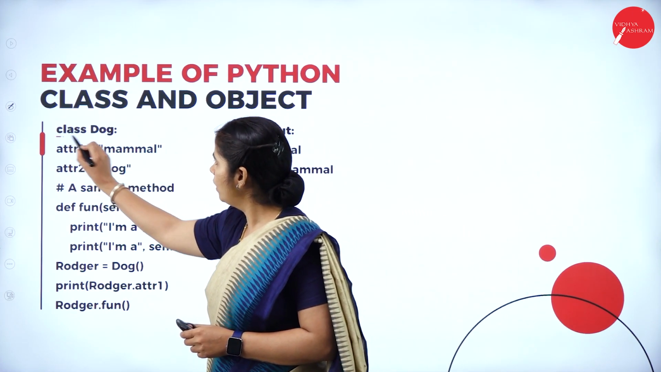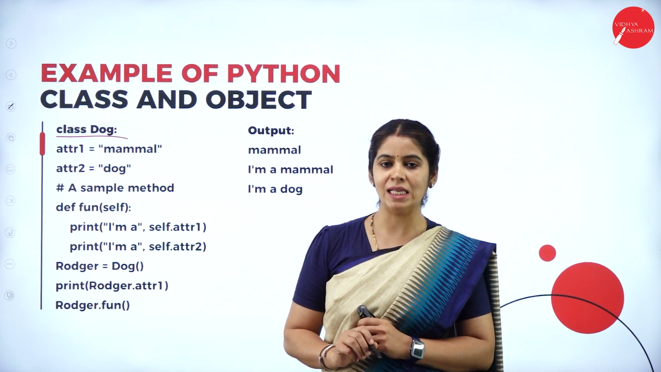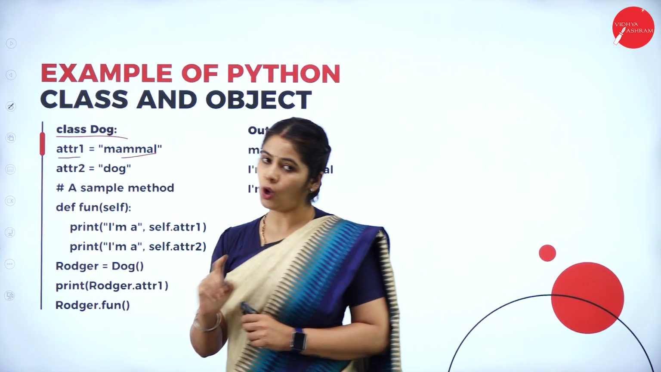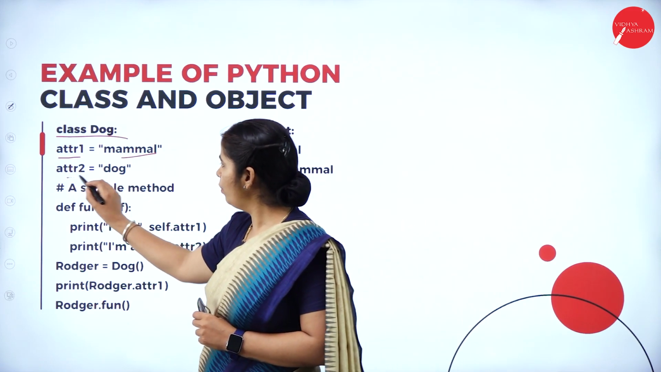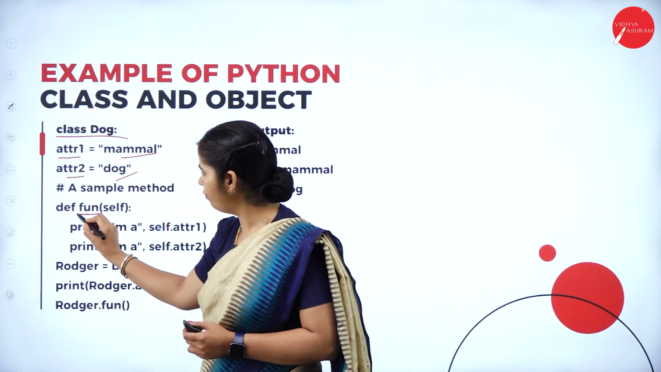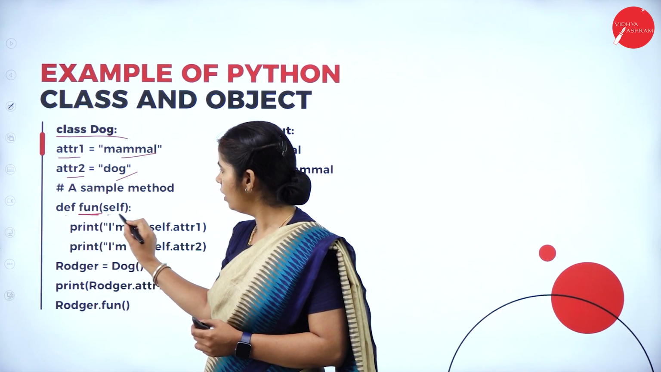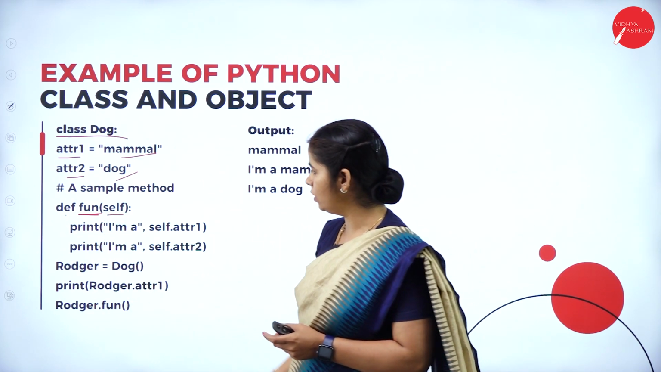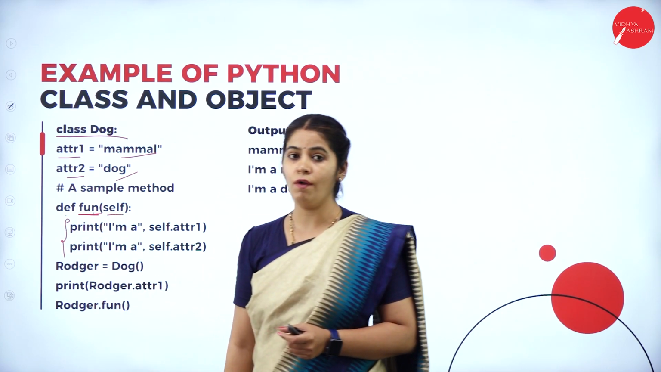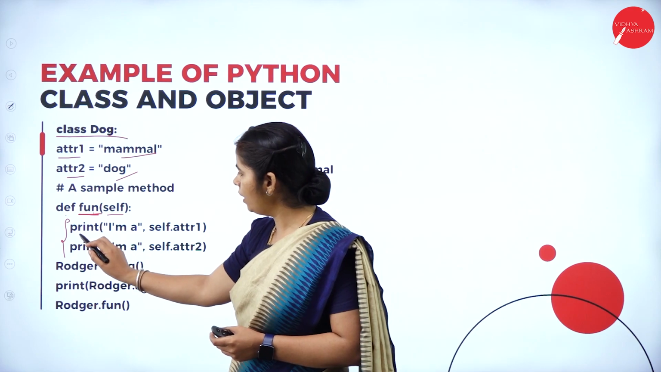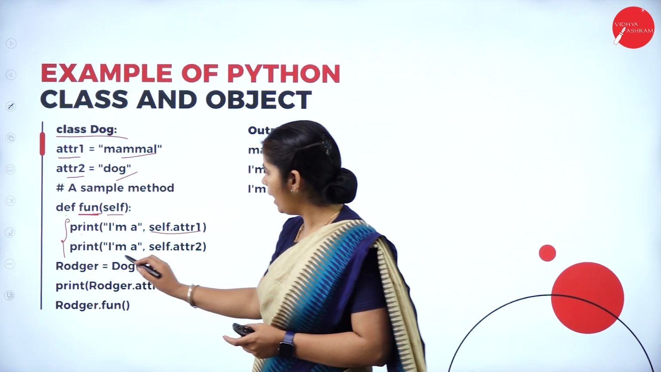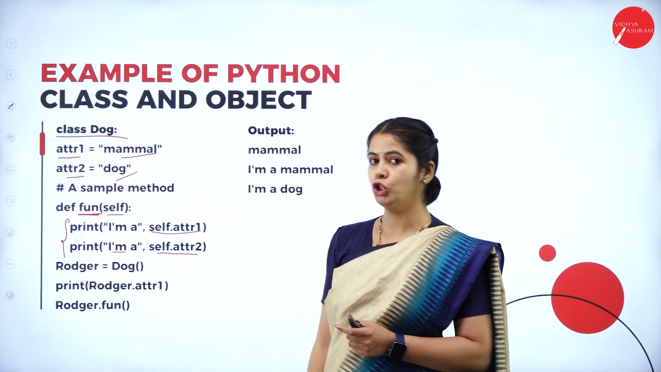We have created one class called dog. What is the class name? The class name is dog. Attribute 1 is mammal: dog is a mammal. Then attribute 2 is dog. Then we have one function, def function, with the self parameter, where the statements given in the function are: print I am a self dot attribute 1 and I am a self dot attribute 2.